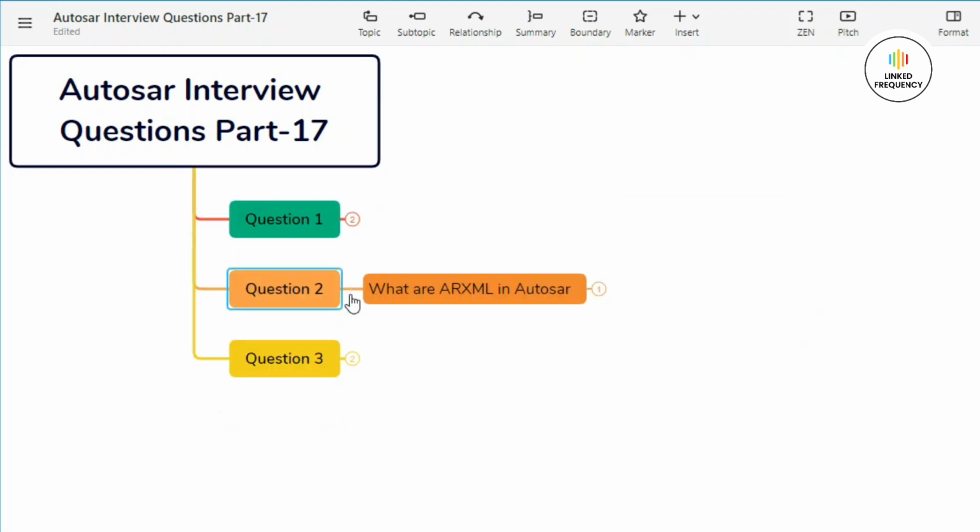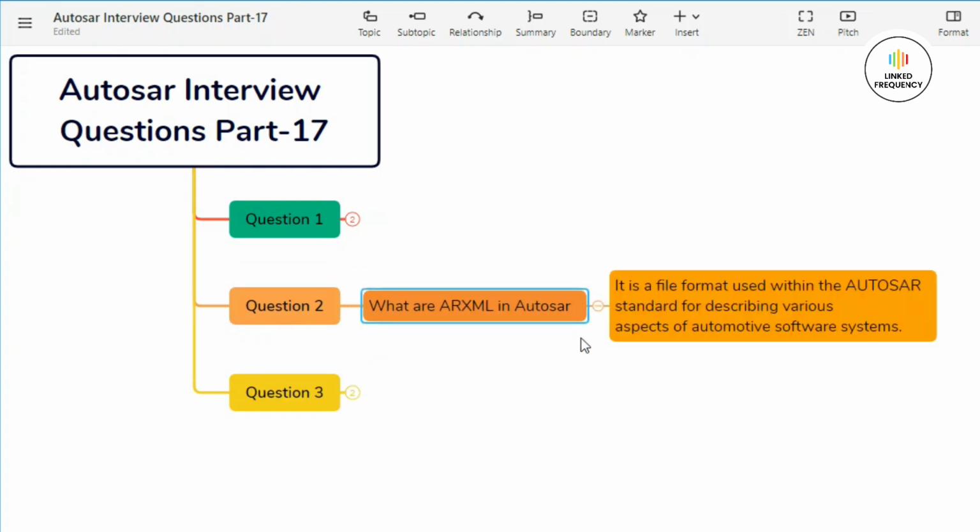Now let us move on to our second question, which basically states, what are ARXML in Autosar? Well, ARXML is a file format used within the Autosar standard for describing various aspects of automotive software systems. It is based on XML, making it both human-readable and machine-readable. ARXML files represent the configuration data of Autosar software components, modules, and systems. This includes both functional and non-functional aspects such as communication protocol, memory configurations, diagnostic settings, and many more.